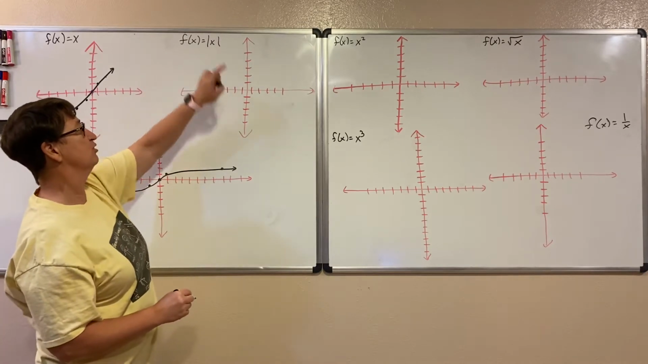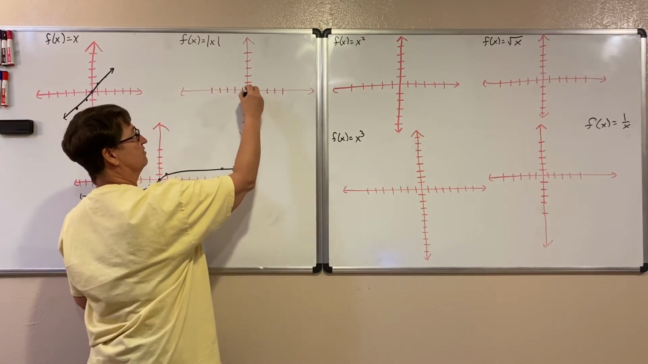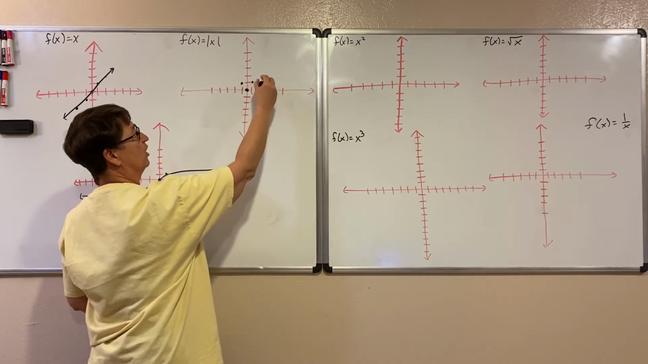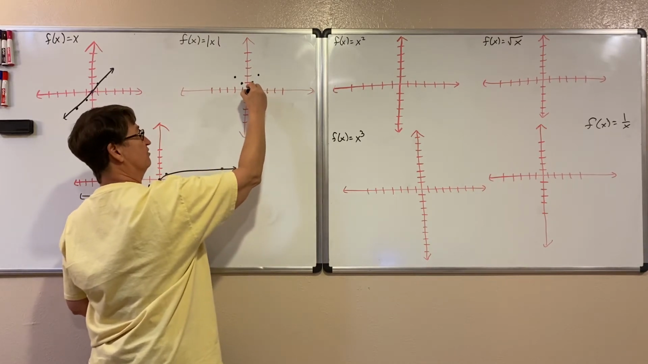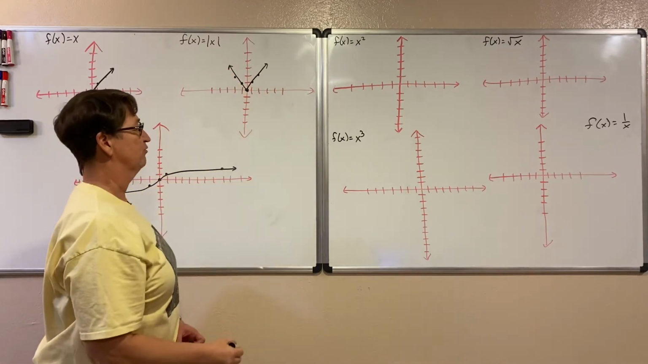Here's our absolute value function. The absolute value function has points at (0, 0), (-1, 1), (1, 1), (2, 2), and the absolute value of -2 is 2. So there is the absolute value function.